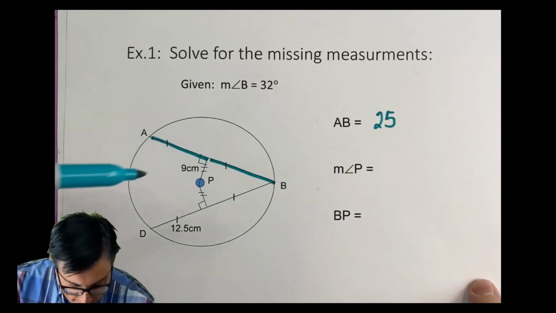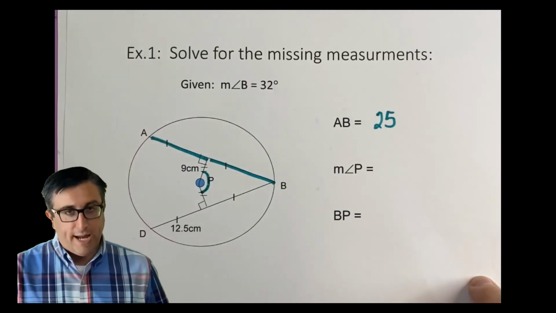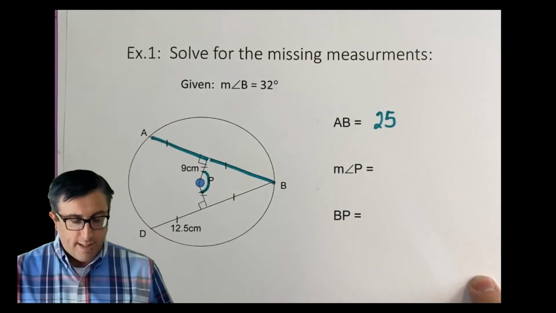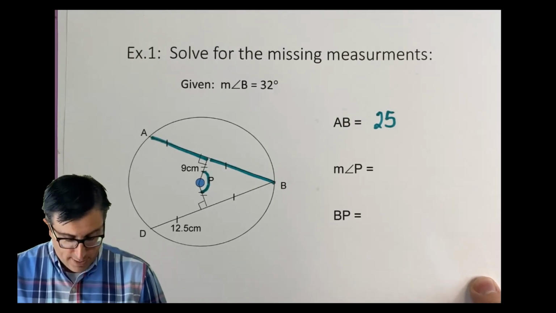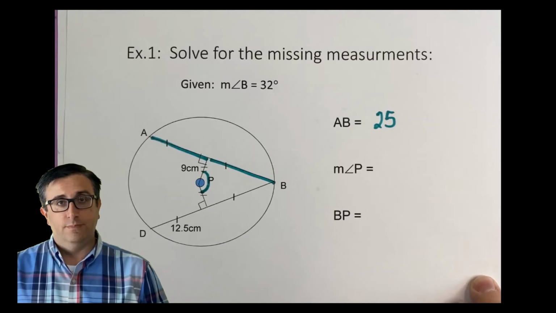Second question is to find angle P, this large angle in the center of the circle. Now there's a couple ways we can go about that. One, what type of shape is that quadrilateral?